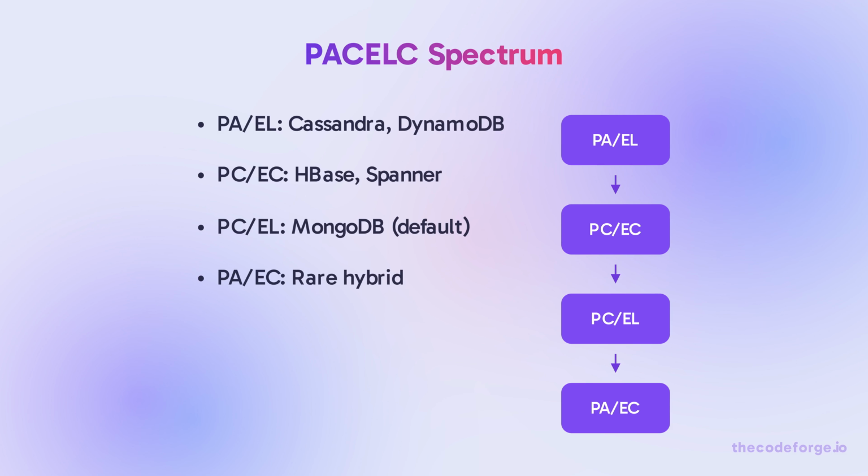Every distributed database sits somewhere on the PACELC spectrum. PA/EL systems like Cassandra and DynamoDB favor availability and low latency. PC/EC systems like Spanner favor consistency at all costs. PC/EL systems like MongoDB default to consistency during partition but low latency otherwise, a dangerous mix.